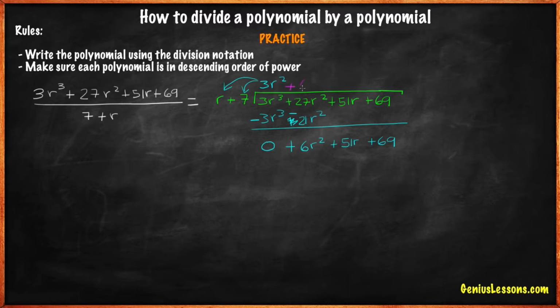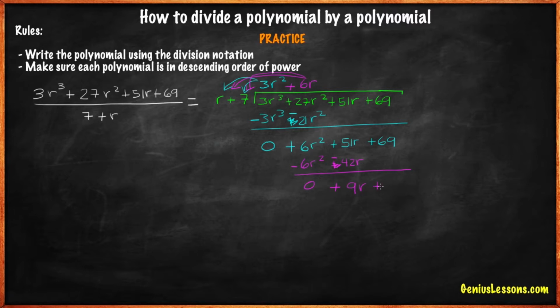6r times r will give us 6r squared, so we will use 6r. 6r times r equals 6r squared. 6r times 7 equals 42r. Change the signs. Now add them. 6r squared minus 6r squared equals 0. 51r minus 42r equals 9r.